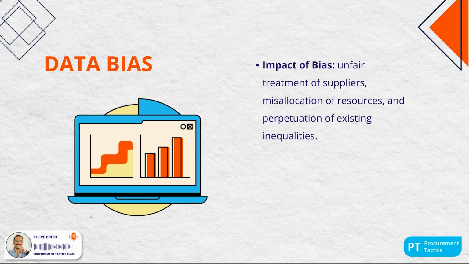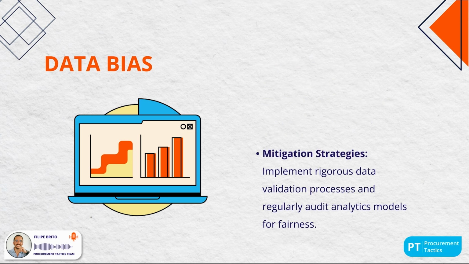size, or other attributes. To address data bias, organizations should implement rigorous data validation processes and regularly audit analytics models for fairness. Ensuring diverse data sources and involving cross-functional teams in data analysis can help reduce bias. Additionally, incorporating fairness metrics into the evaluation of analytics outcomes can help identify and correct biases.